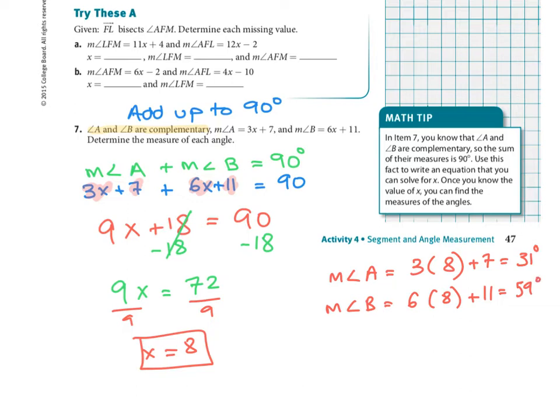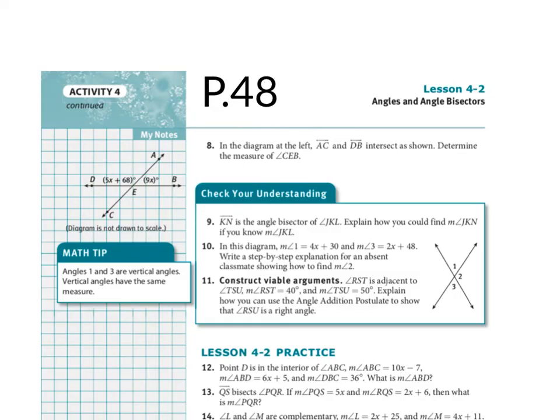Now to double check my work, I can add those two. 31 plus 59, is that equal to 90 degrees? Yes. So that means my work was correct. Now let's move on to number 8 on page 48.